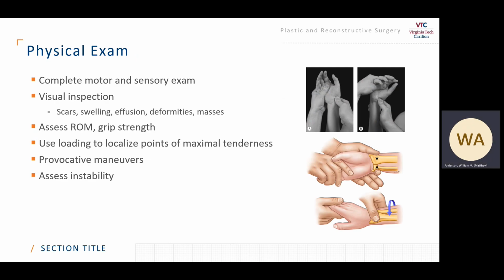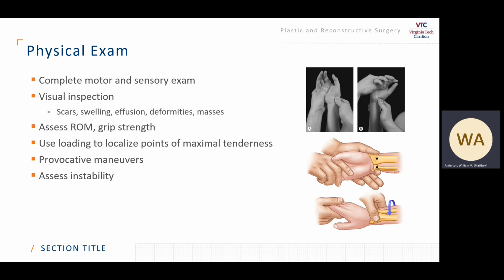So physical exam: obviously, a good, complete, thorough hand exam is important. This includes a complete motor and sensory exam. Visual inspection is particularly important and can clue the surgeon into underlying etiologies, paying particular attention to scars, swelling, effusion, deformities, any masses or ganglia. It's important that the surgeon assesses range of motion and grip strength. You can often use loading to localize points of maximal tenderness.